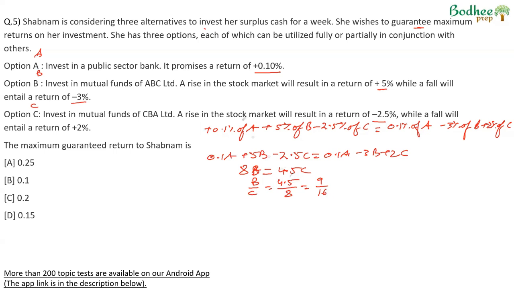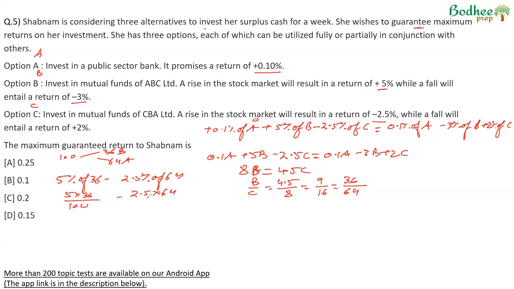And therefore, suppose 100 rupees are to be invested, we can invest 36 rupees in B and 64 rupees in C. What will be the return? If 100 rupees are invested with 36 in B and 64 in C, the return will be, we are investing nothing in A per se because that will not affect the decision. So the return will be 5% of 36 minus 2.5% of 64. This becomes 5 into 36 upon 100 minus 2.5 into 64 upon 100.